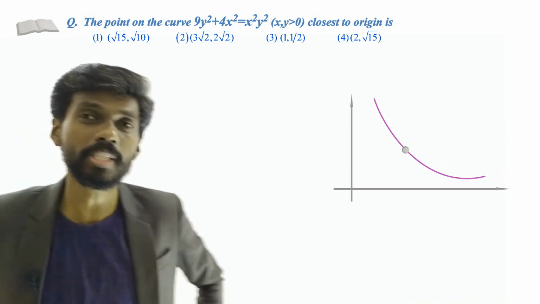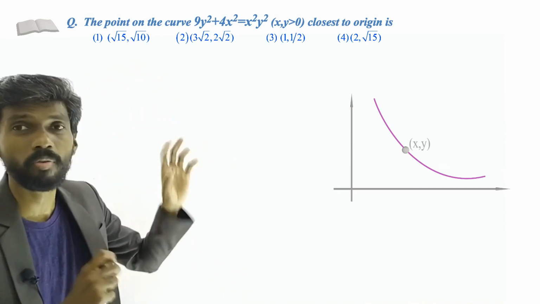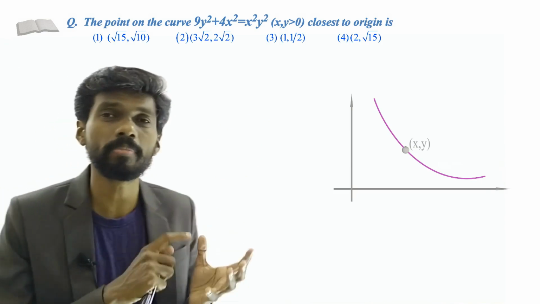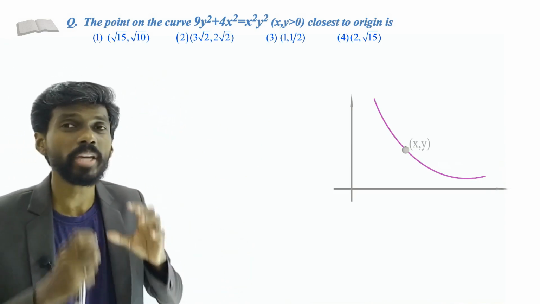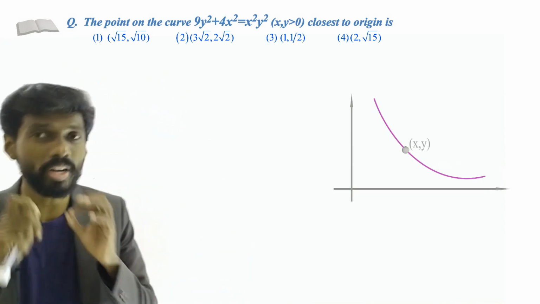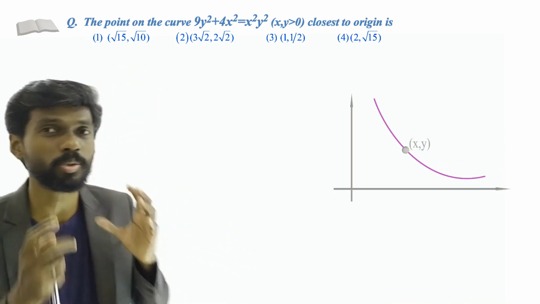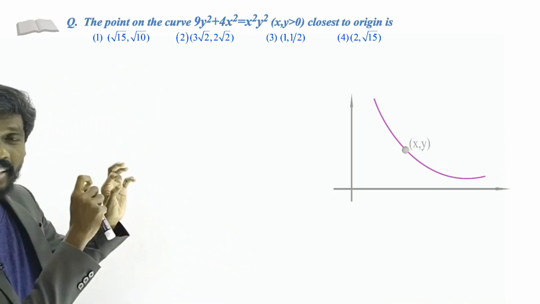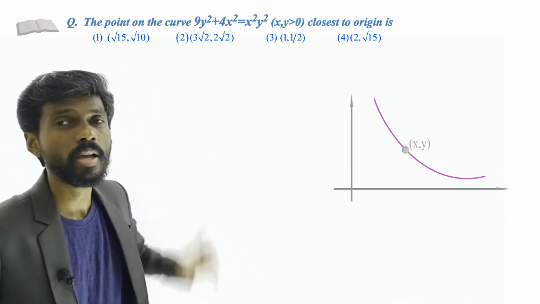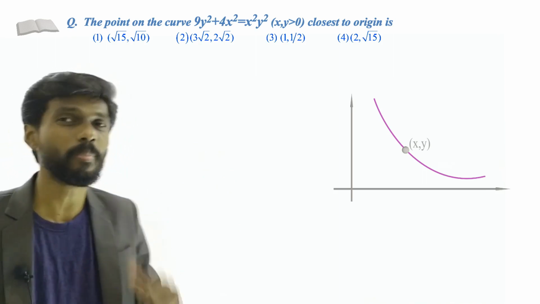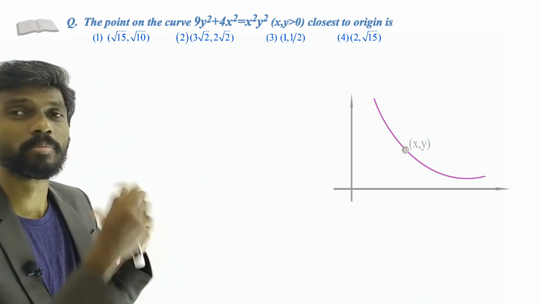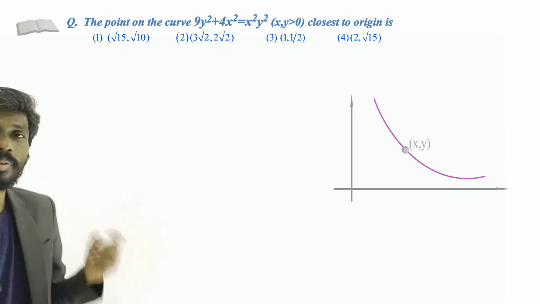Usually for questions of this type, we will take the point to be x comma y, where y is written in terms of x or x is written in terms of y. We have to get the point in terms of just one variable. It is very difficult to deal with two variables, so we have to get either x in terms of y or y in terms of x. But that is not possible here. It is a complicated expression. Getting y in terms of x is very difficult, so we'll have to do it by a different method.